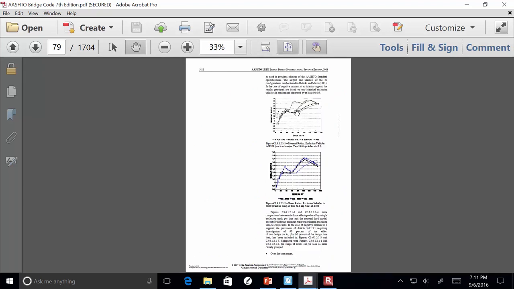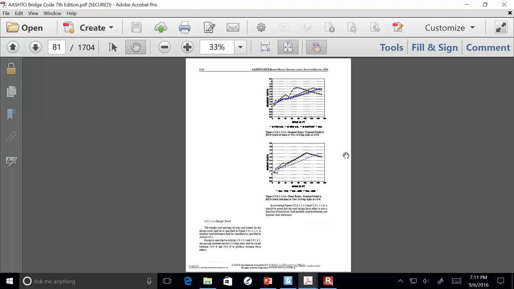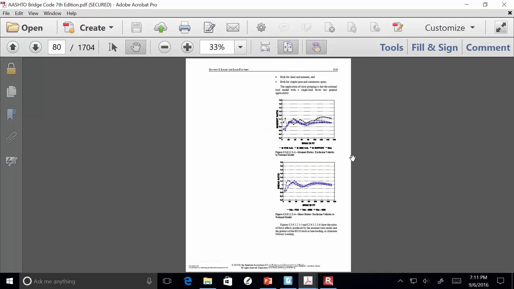We've got a bunch of commentary here. Well, by golly gosh gee, look at those graphs. We just looked at those graphs a little bit ago. I don't think I really have too much to say about that.